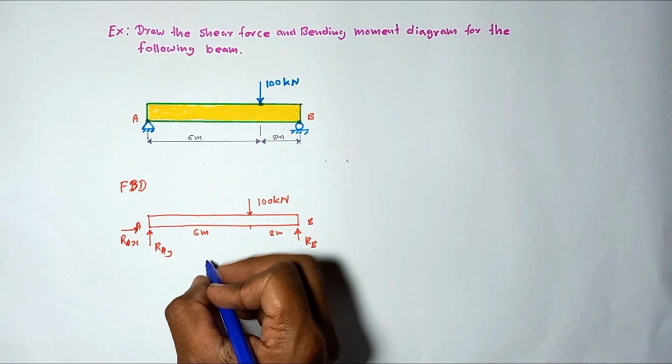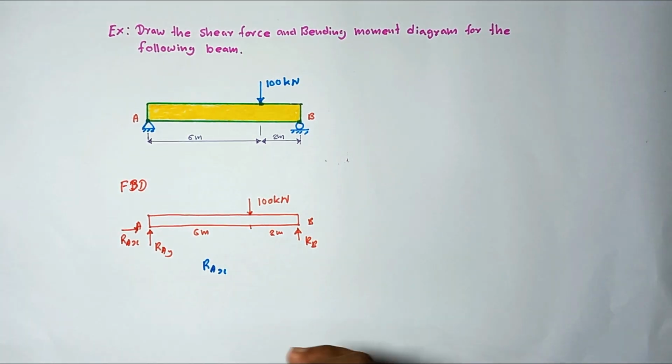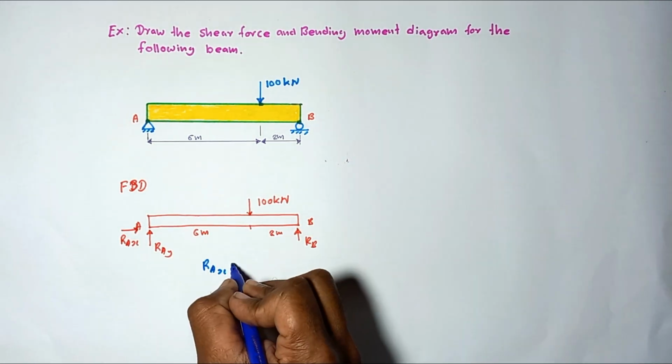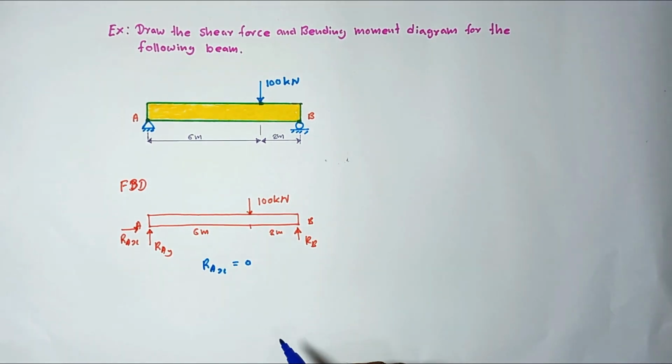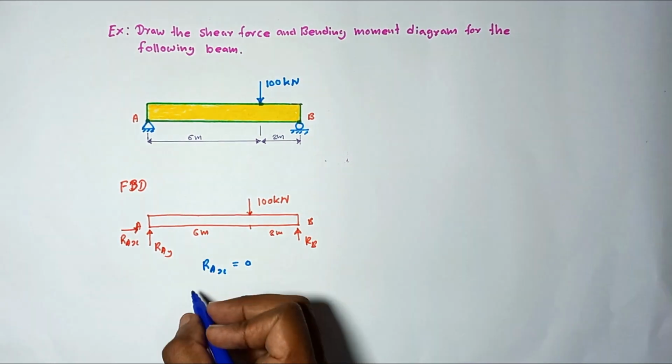Here R A X is equal to 0 because no lateral or horizontal forces are acting on this beam. So all the forces are acting in the vertical direction, so that R A X should be equal to 0. Okay, so then you can find the R A Y.